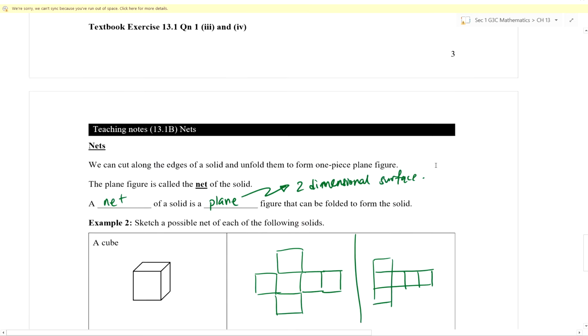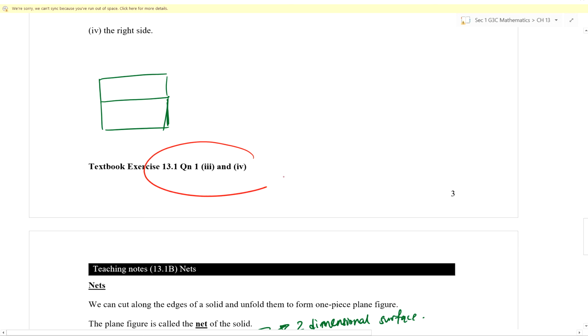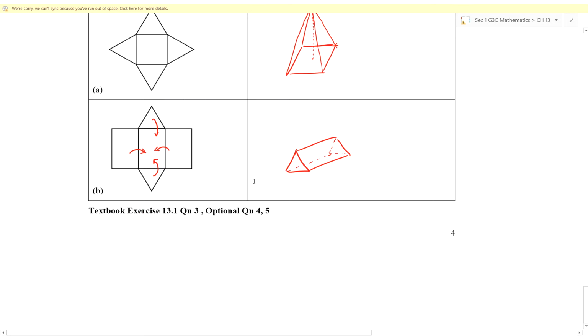Please attempt the textbook questions from exercise 13.1, question 1, part 3 and part 4, as well as question 3. It's optional for you to do question 4 and 5.